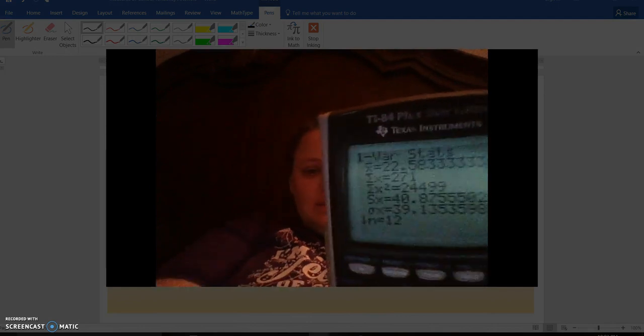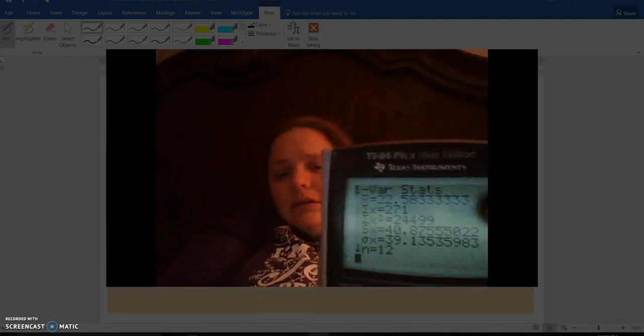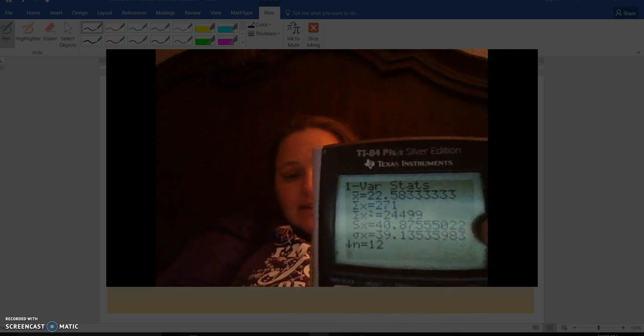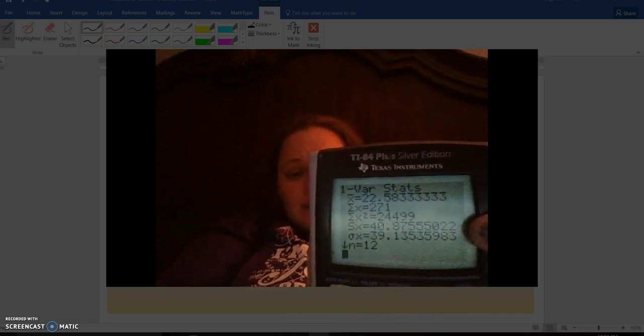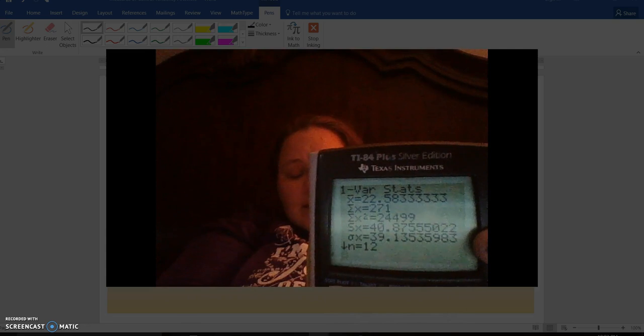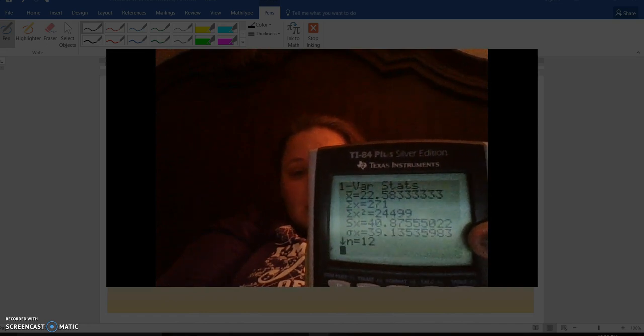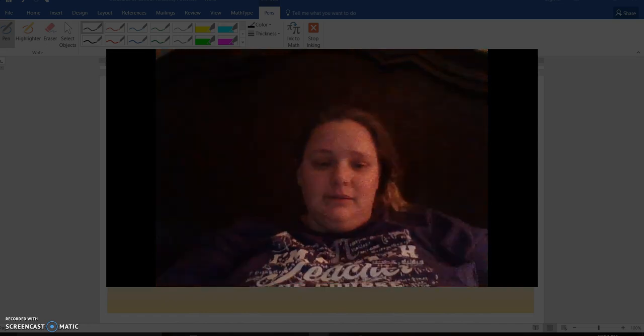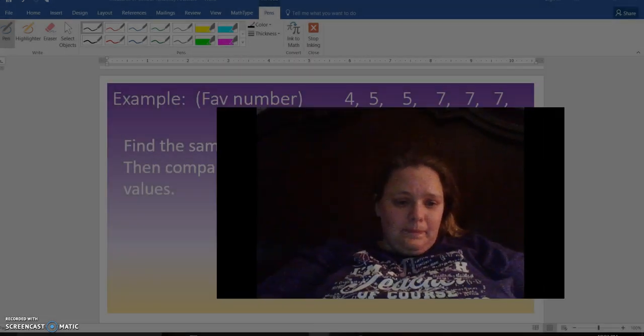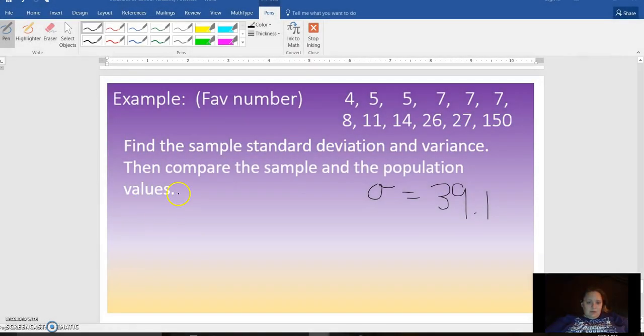Alright, so this guy with the S, that's the sample standard deviation. And the sigma, like the O with the X, that's population. So 40.8. Alright, so sample standard deviation 40.9.